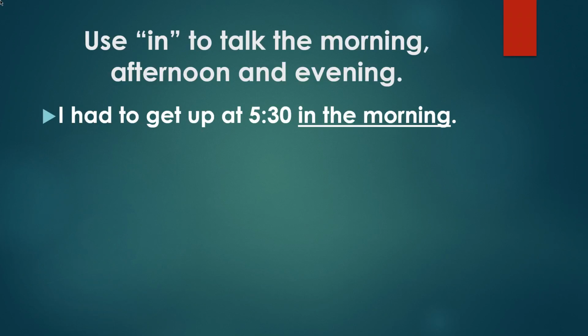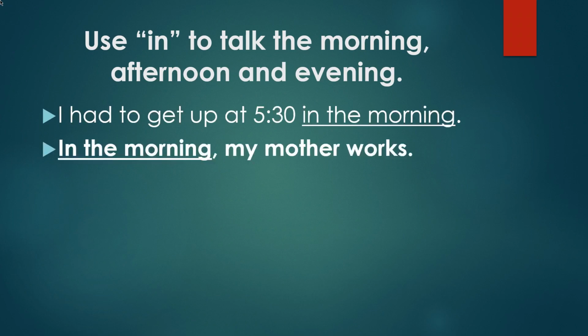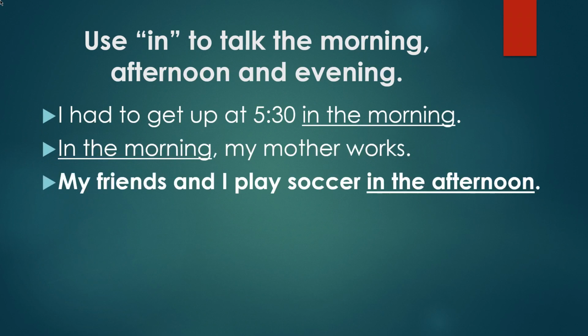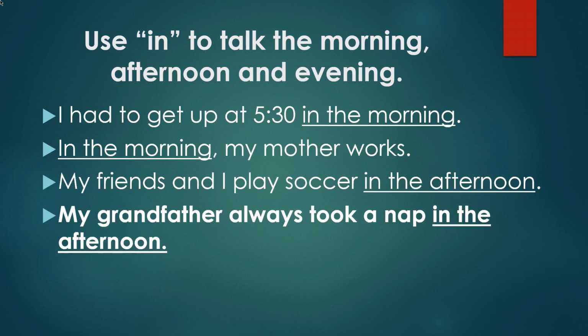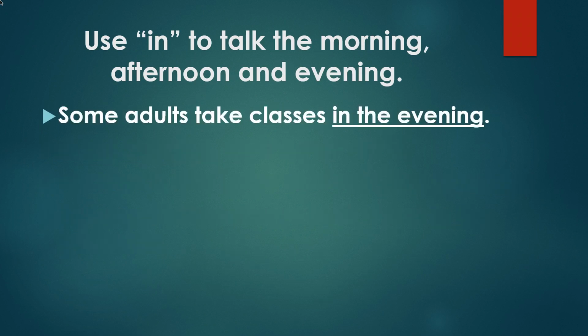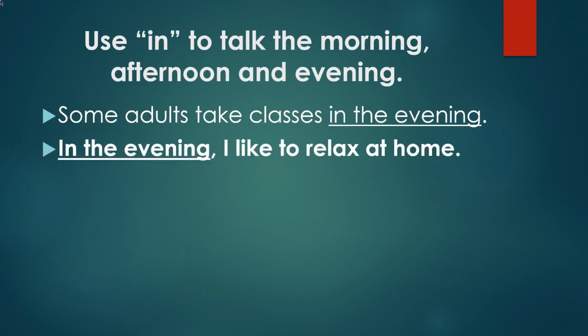You can also use in to talk about the morning, afternoon, and evening by using these phrases. For example, I had to get up at 5:30 in the morning. In the morning, my mother works. My friend and I play soccer in the afternoon. My grandfather always took a nap in the afternoon. Some adults take classes in the evening. In the evening, I like to relax at home.